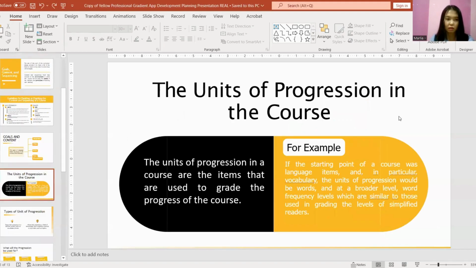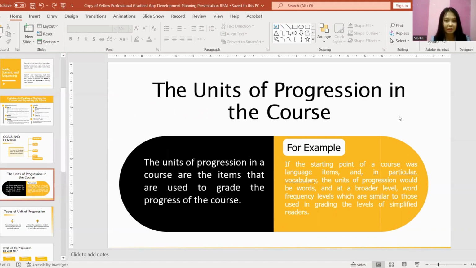Next, the units of progression in the course. The units of progression in a course are the items that are used to grade the progress of the course. Here, the units of progression means the items that we teach in the course. For example, in a book, there is Unit 1 or Unit 2, and the content of these units is called the units of progression.